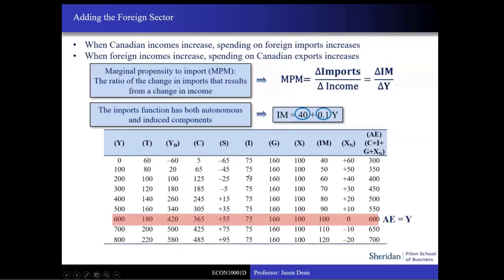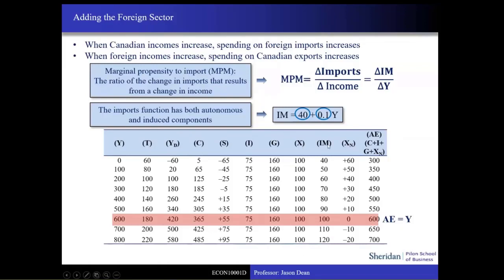Now we're going to add a column here, exports, and we're going to keep things simple and just say exports are equal to 100. It makes a lot of sense to not have exports related to our income, because exports really are related to other countries' incomes. If other countries' incomes are higher, they might import more, which means more exports for us. So we're just going to hold that constant, and it makes sense that the amount that people in other countries want to buy from us doesn't depend on our income. It depends on their income. So we're going to fix exports at 100.